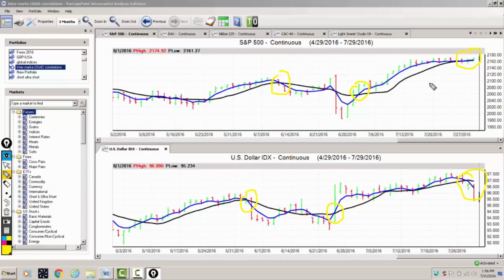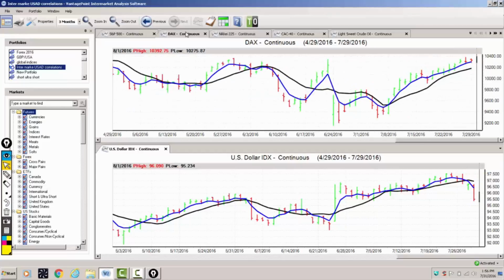So about an 85% correlation would tell me that if the dollar is going lower, that's going to pull some of the global equity markets down with it. First of all, potentially being the S&P 500. Now, case in point here also, that's been a very, very interesting correlation here is the DAX 30.